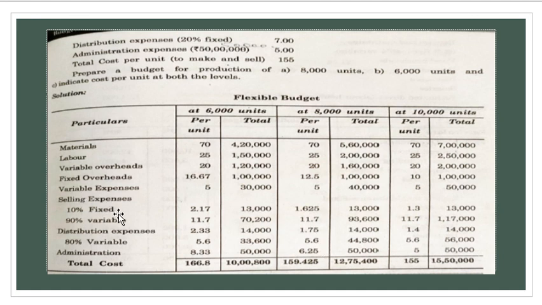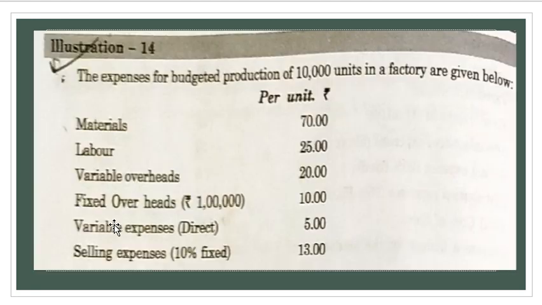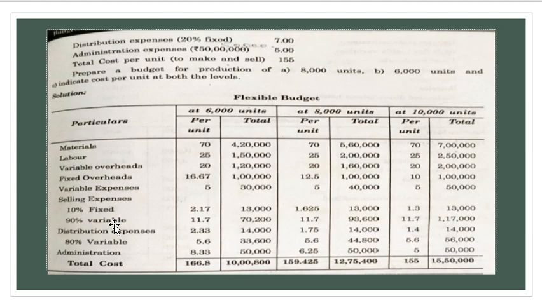Selling price expenses: 10% fixed and 90% is variable. So what is the cost of selling price? 13 rupees. So 10% is fixed. So when it is fixed, initially how much did you get? 13,000. So 13,000 will be applicable for all.